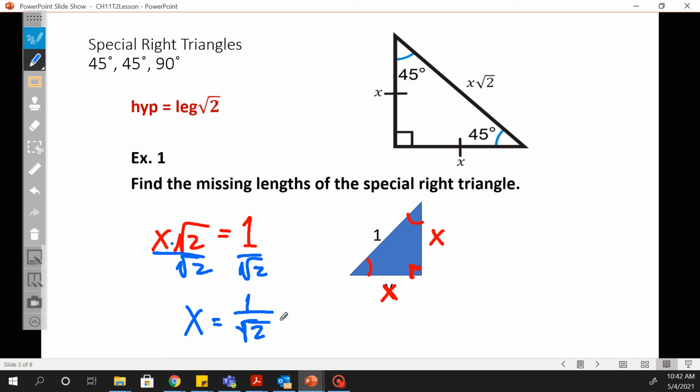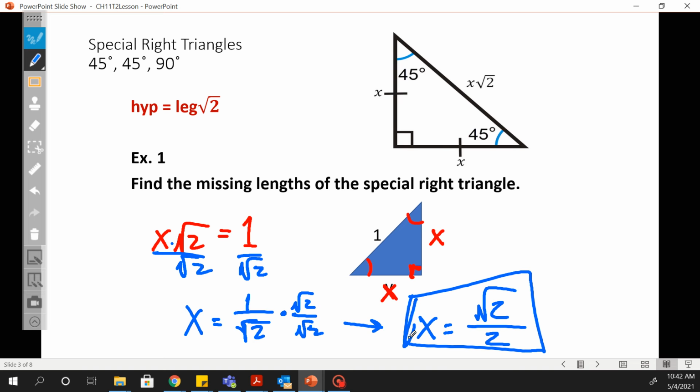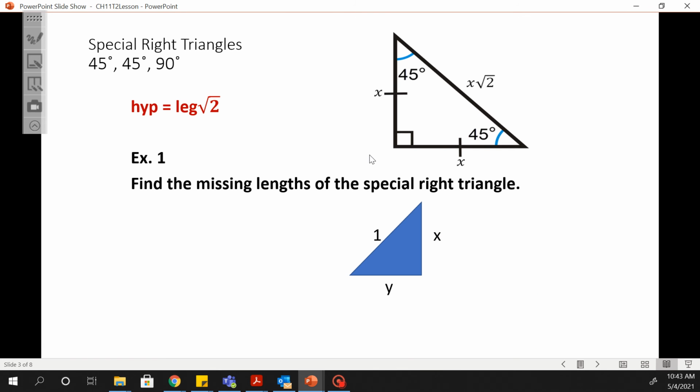Now, I don't know if everybody recalls, but you don't want to leave a radical in the denominator, so we will multiply the numerator and denominator by the square root of 2, which means that x is going to be expressed as the square root of 2 over 2. This is better form since we don't have a radical in the denominator. So the side lengths are both square root of 2 over 2, and this is all because of the property that it's a 45, 45, 90 triangle.